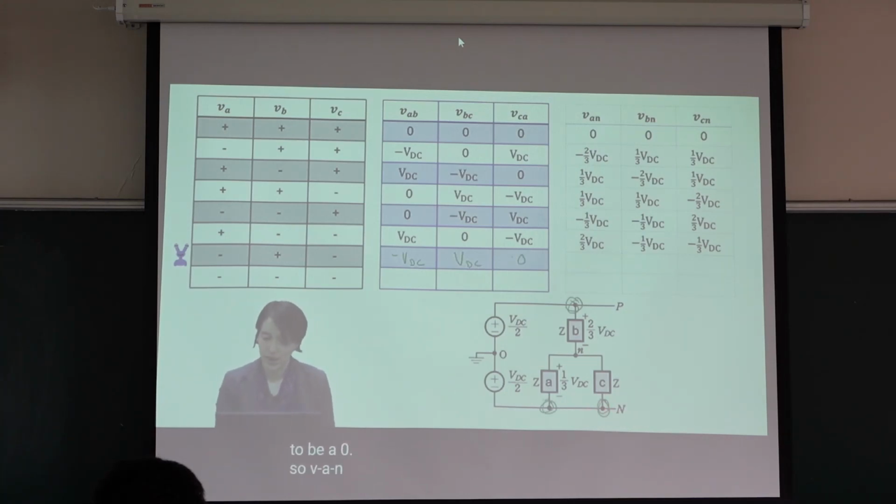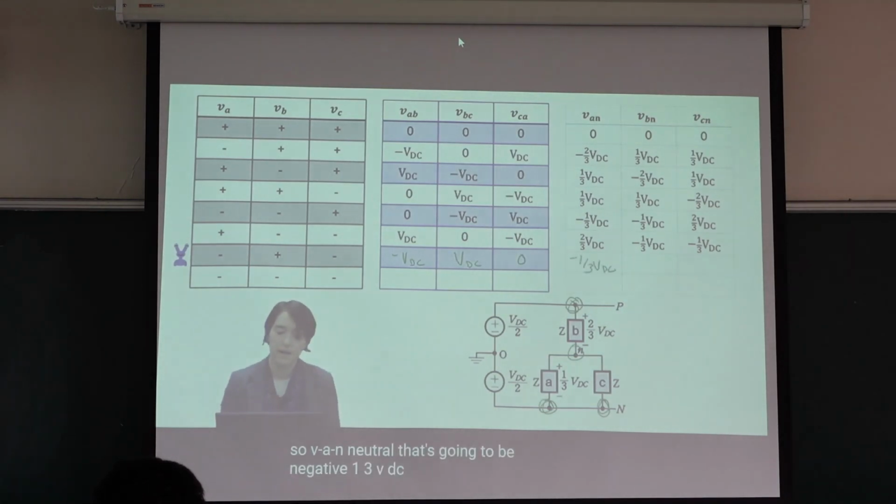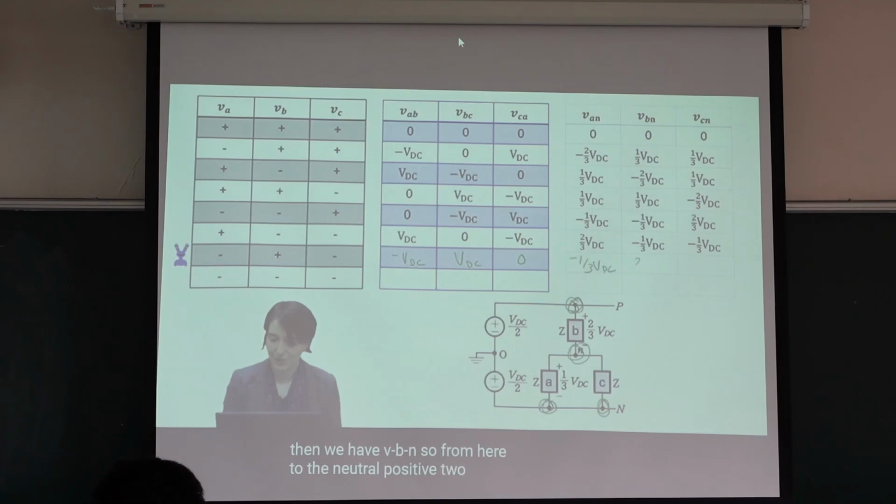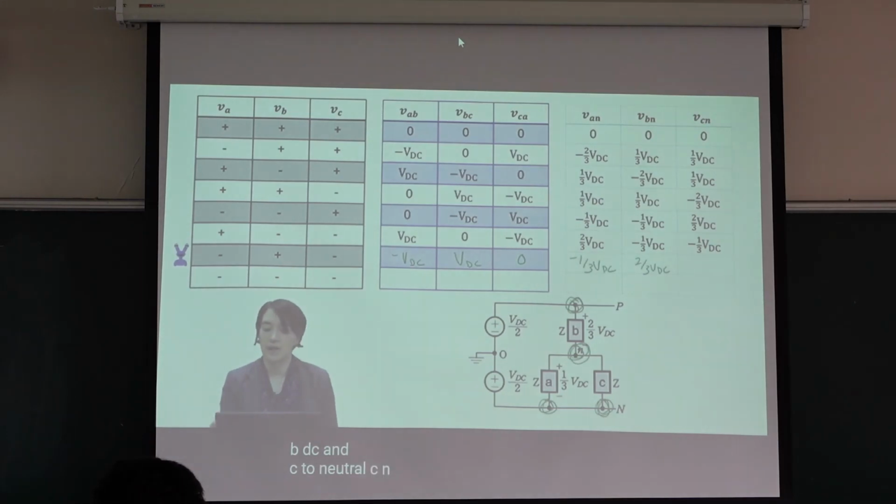So VAN, neutral, that's going to be negative 1/3 VDC. Then we have VBN, so from here to the neutral, positive 2/3 VDC. And C to neutral, CN, that's going to be a negative 1/3 VDC.